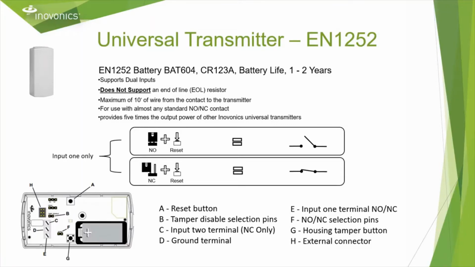Last, we have our EN1252. The 1252 takes a 1212 and ups the amperage to give you that extra range for difficult installations where you might not be able to add in a repeater. It uses the CR123A battery like all the other universal transmitters, but gets a 1 to 2 year battery life to provide the additional range.